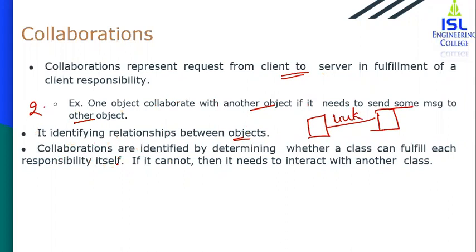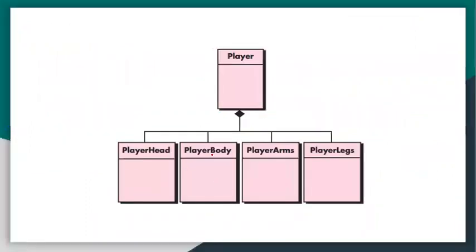Now these collaborations are identified by determining whether a class can fulfill a responsibility itself or it needs to interact with another class, the two ways. So this link will be identified by making use of either of the two things. Now within this collaboration, this is one example for identifying the different classes.